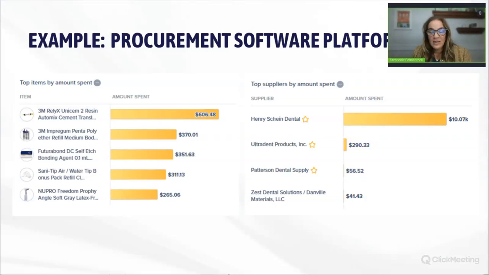The second tile on this screen for this demo account was suppliers by amount spent. Like we were talking about, if you don't have software, you go to your office manager and work with your accounting team on the general ledger to see who you've spent the most money with supply vendor wise. You can certainly get that information that way. But if you had software, you could also dice up the data and say, show me my top suppliers over this last year. Again, the data was only for a week: Henry Schein, Ultradent, Patterson, and Zest. So you can take a look at this data whether you have software or not.